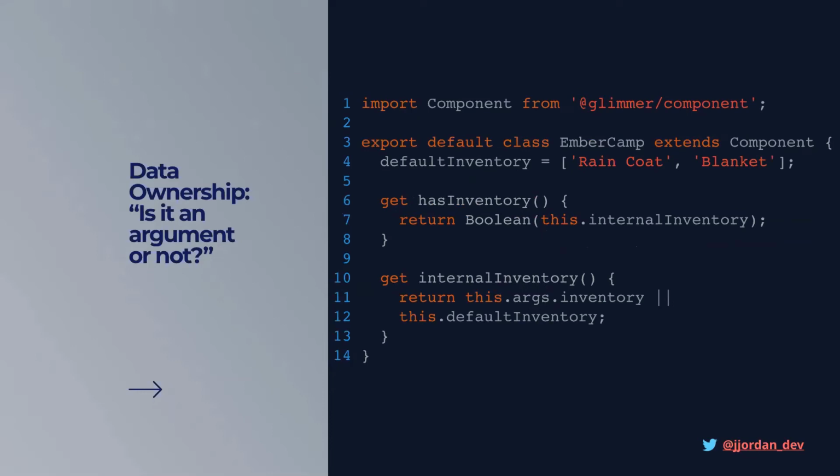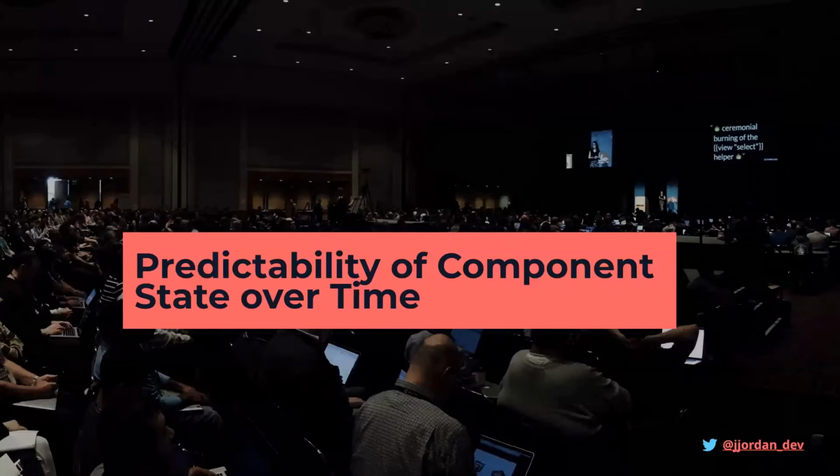Also interesting to note here, oftentimes what you did in classic Ember components was provide a default value by setting a property on your component.js file. You can do something similar with the named argument syntax and make sure that any values you use in the template that have a default value are defined by a getter. Here, for example, the internal inventory getter. So this makes it quite straightforward to see where initial state is coming from.